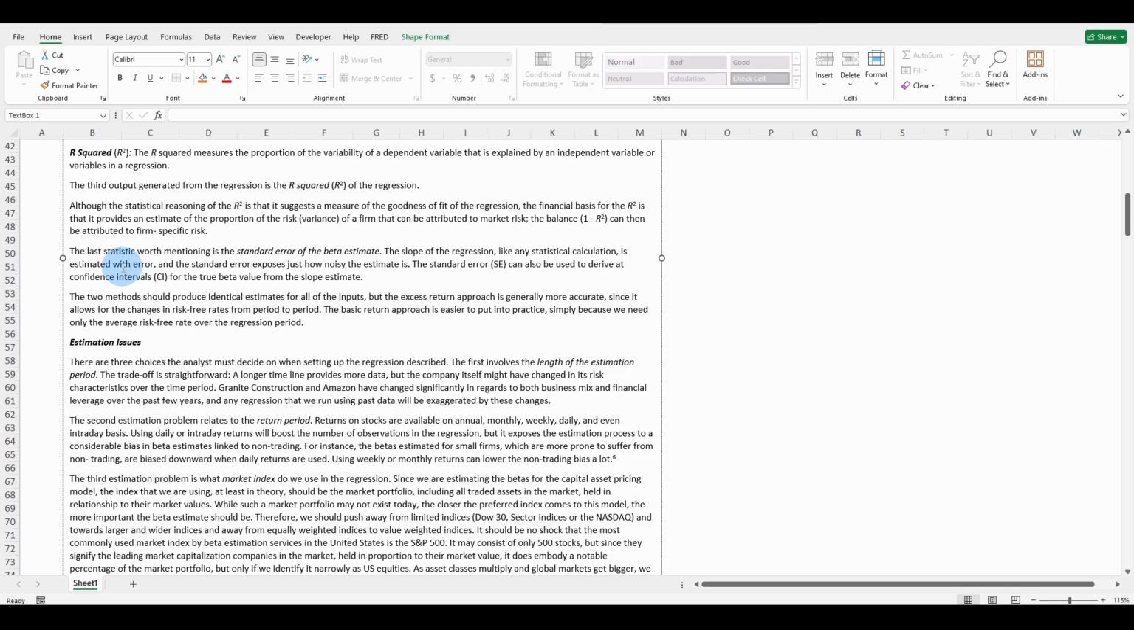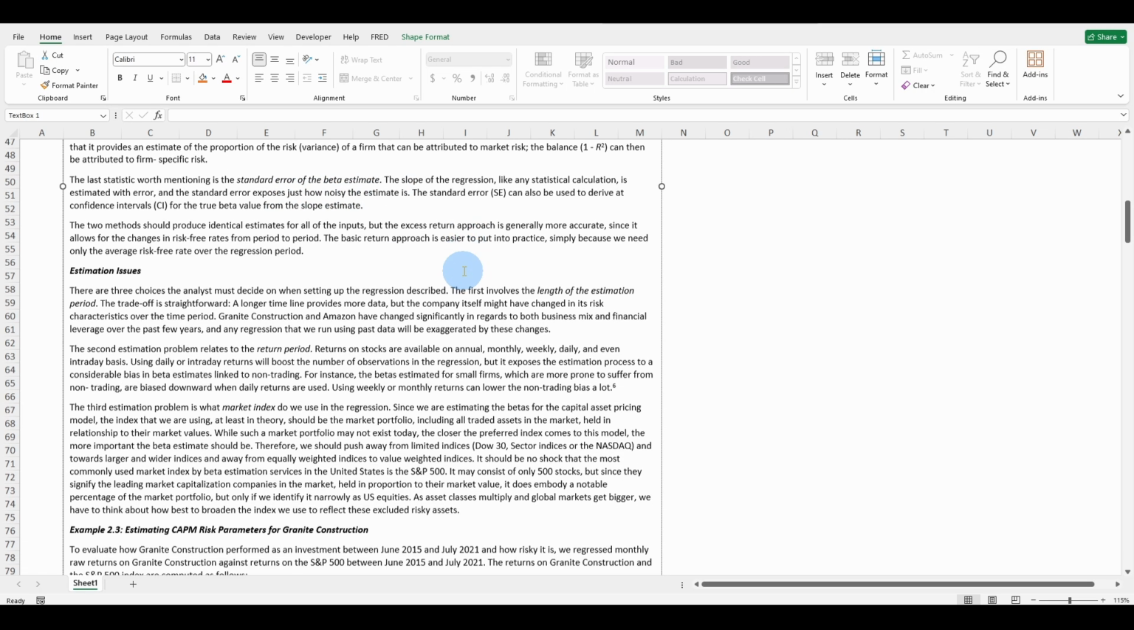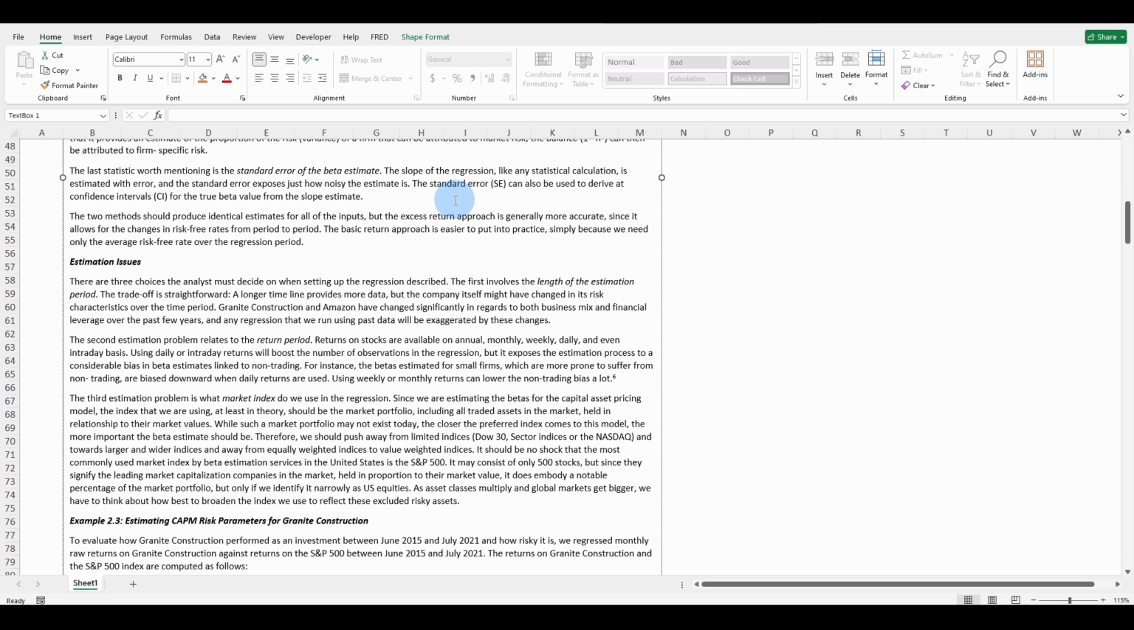The last statistic worth mentioning is the standard error of the beta estimate. The slope of the regression, like any statistical calculation, is estimated with error, and the standard error exposes just how noisy the estimate is. The standard error, S of E, can also be used to arrive at a confidence interval for the true beta value from the slope estimate.